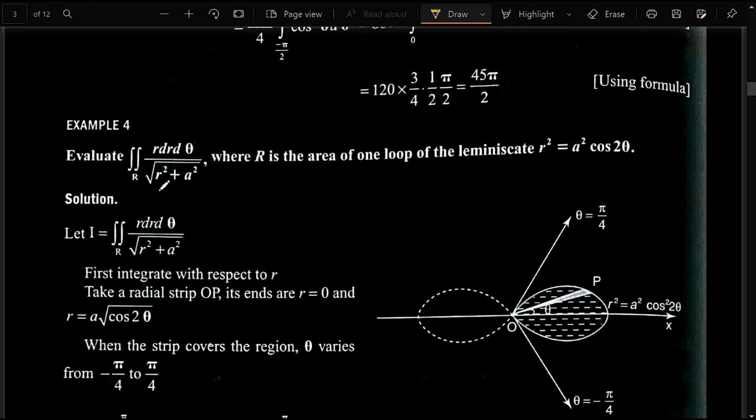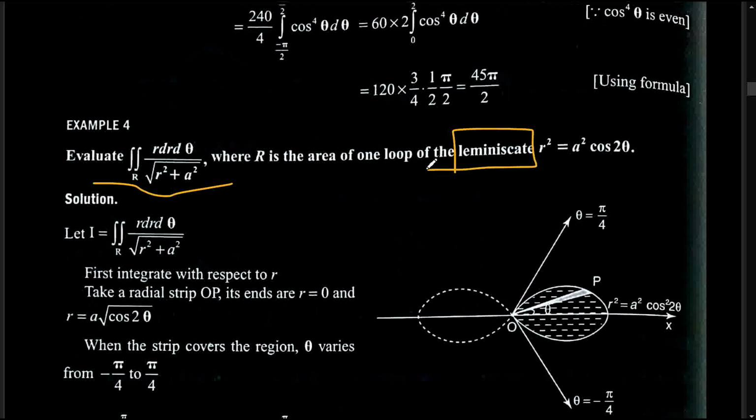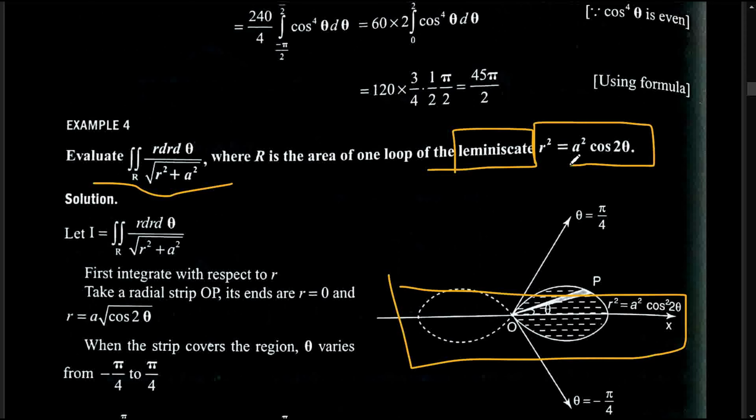And now in another question, where R is the area of a loop of a lemniscate. What is a lemniscate? How do I know what a lemniscate is? As you see, this is a lemniscate, just learn it. But how can you graph it, as a rough graph?